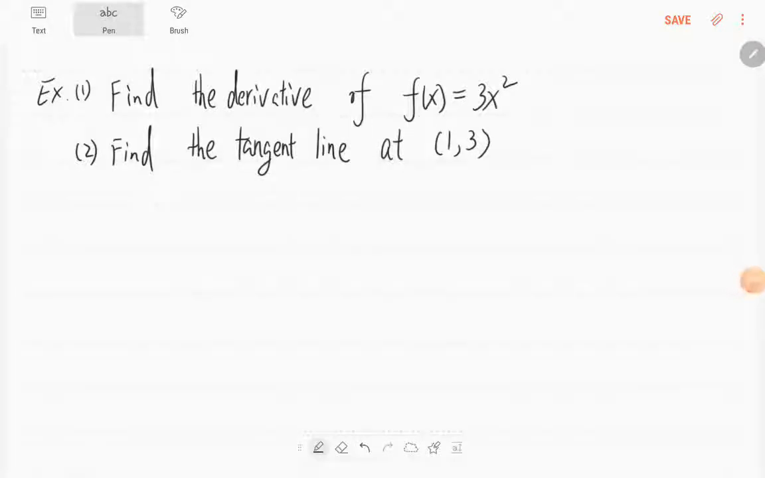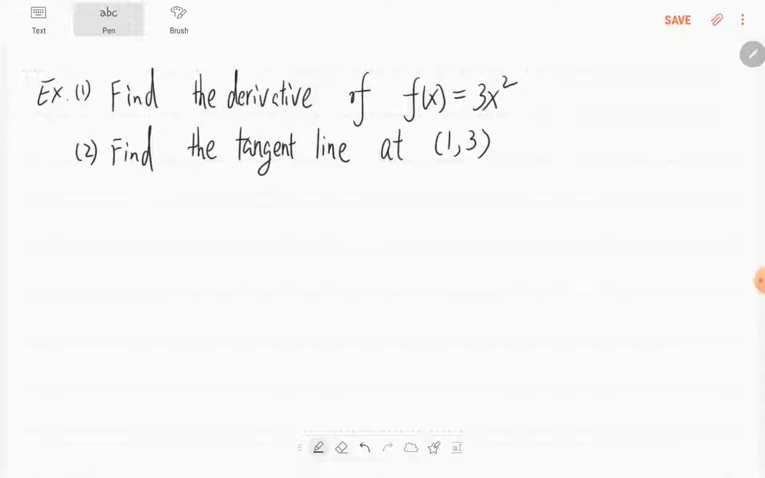Let's look at an example. So the first part is to find the derivative of a function f of x equals x squared. So that means we want to find the derivative f prime of x, right? The second question is to find the tangent line at the point (1, 3), okay?